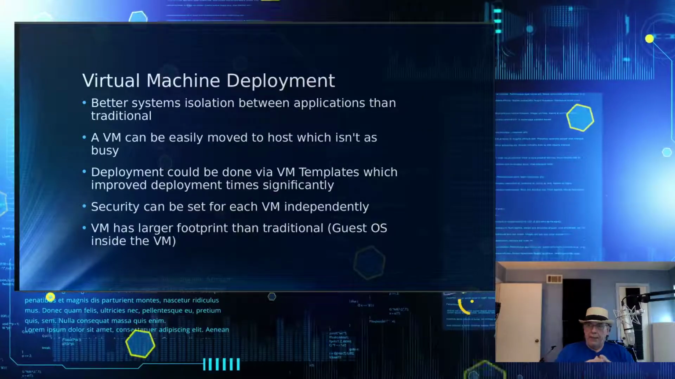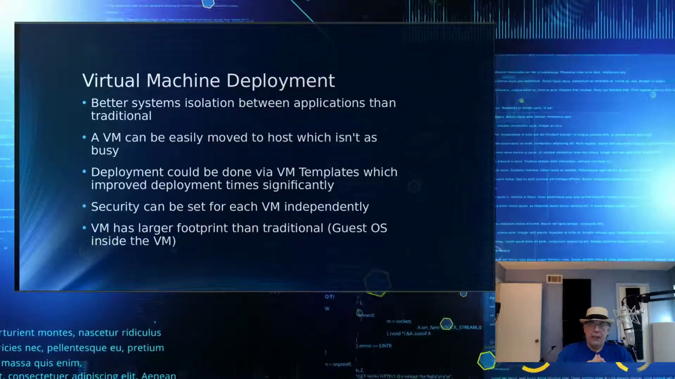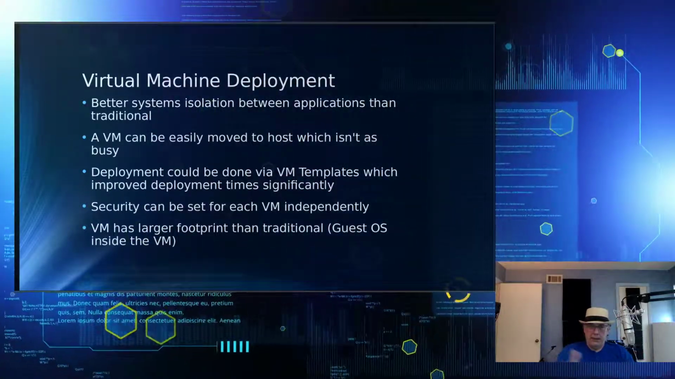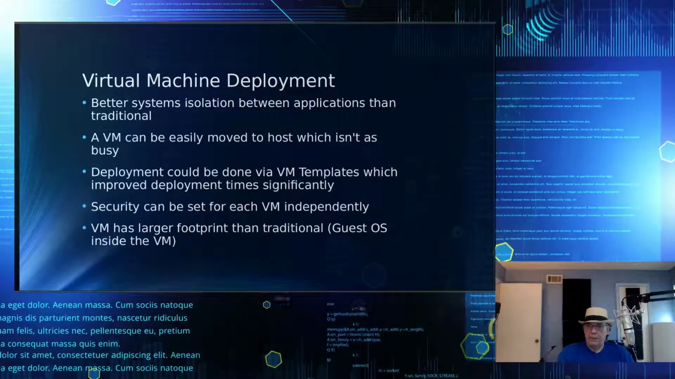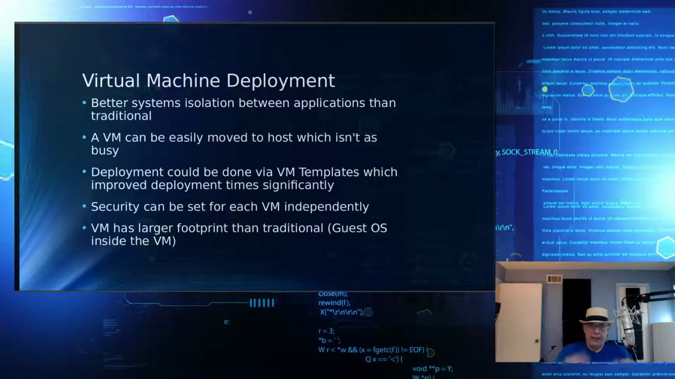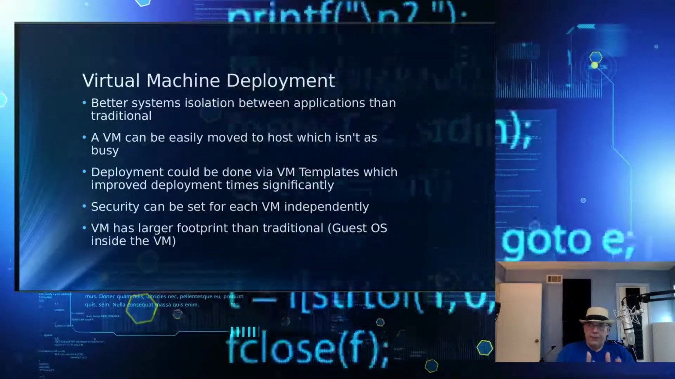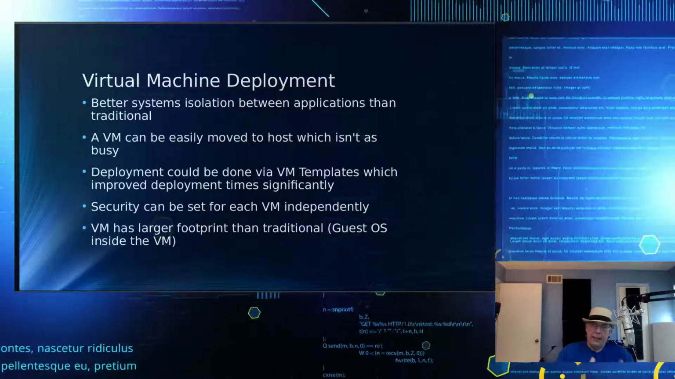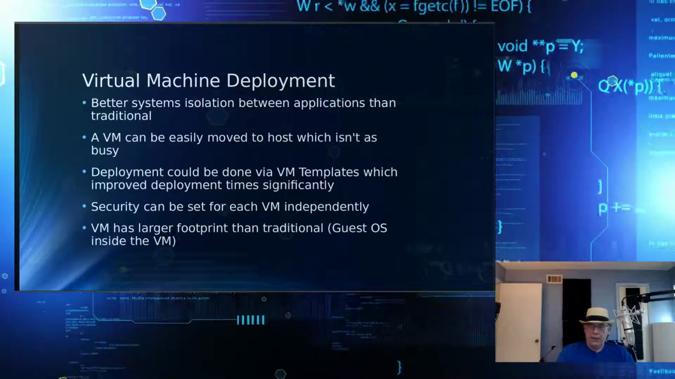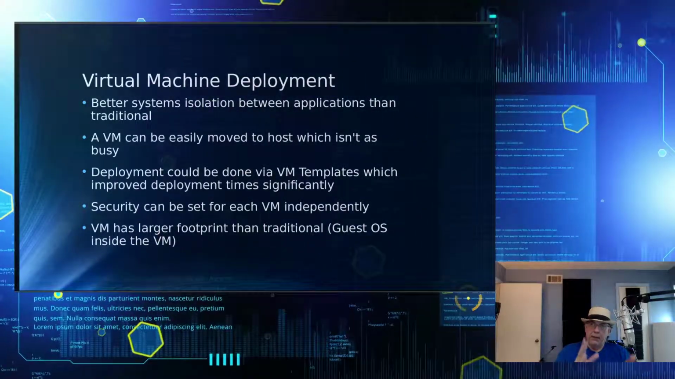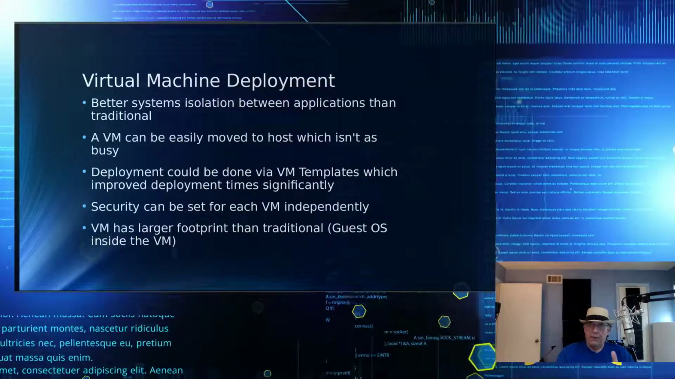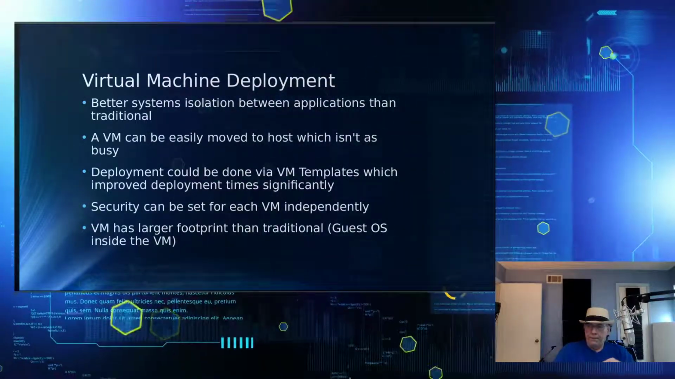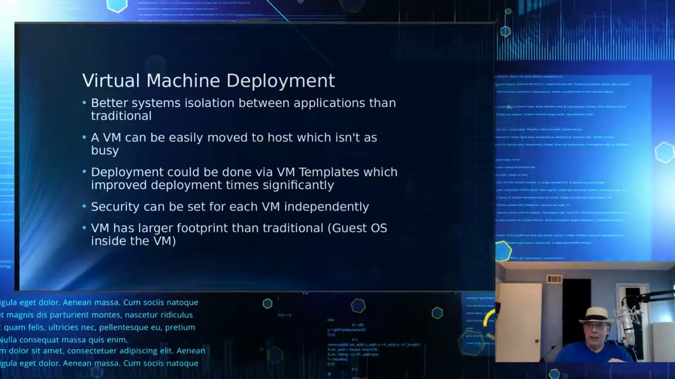A deployment can be done via VM templates, which is just a kind of a snapshot of the virtual machine. So once you have it configured the way you want it, you can then create a template and deploy it as many times as you need to. And security can be set inside the VM. So your applications can have a set of security parameters that are needed for that particular application without negatively impacting an application running inside another VM. But one of the downsides that you always hear is that a VM has a larger footprint because it has a traditional guest OS inside the virtual machine. We'll see if that's really a disadvantage or not.